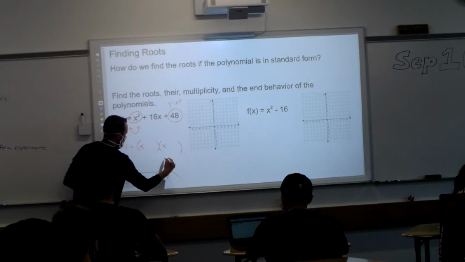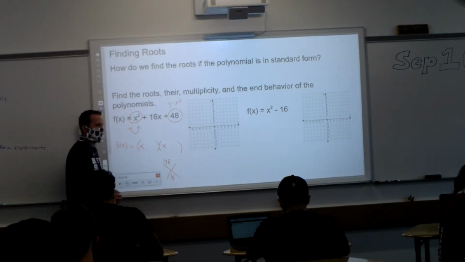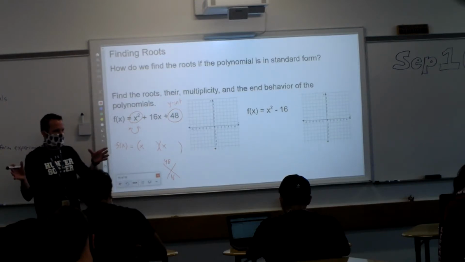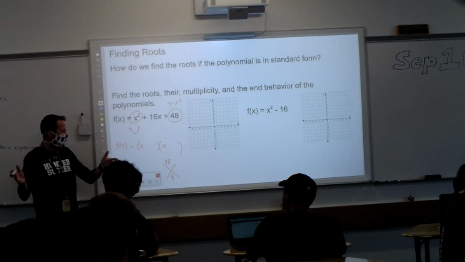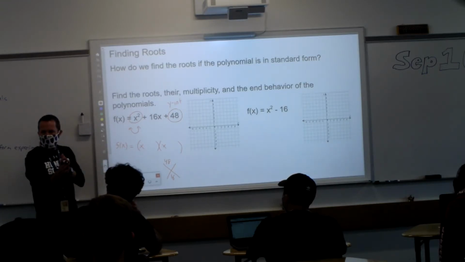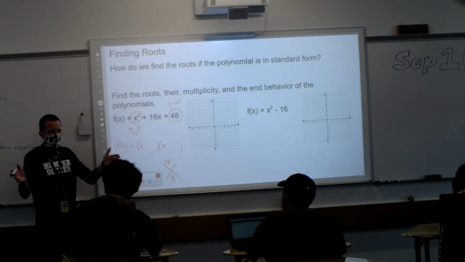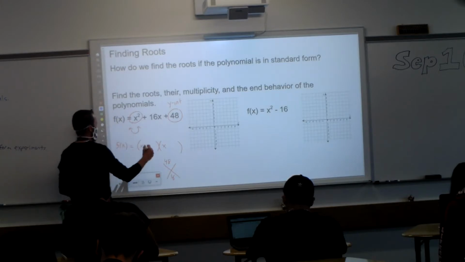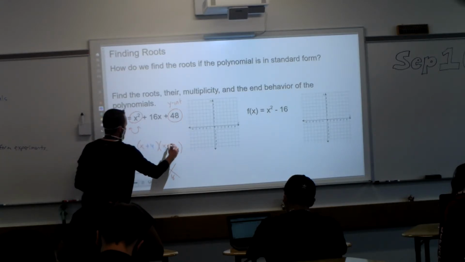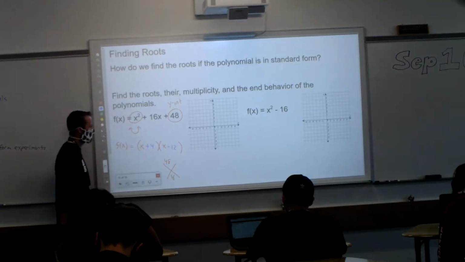Awesome. 48 has a lot of factors. Well, let's go through them. Is 1 and 48, will that give me 16? No. 2 and 24? No. 3 and 16? No. The next one is 4 and 12. Does that work? Golden, that's what we want. So I'm going to put in here x plus 4 and x minus 12.